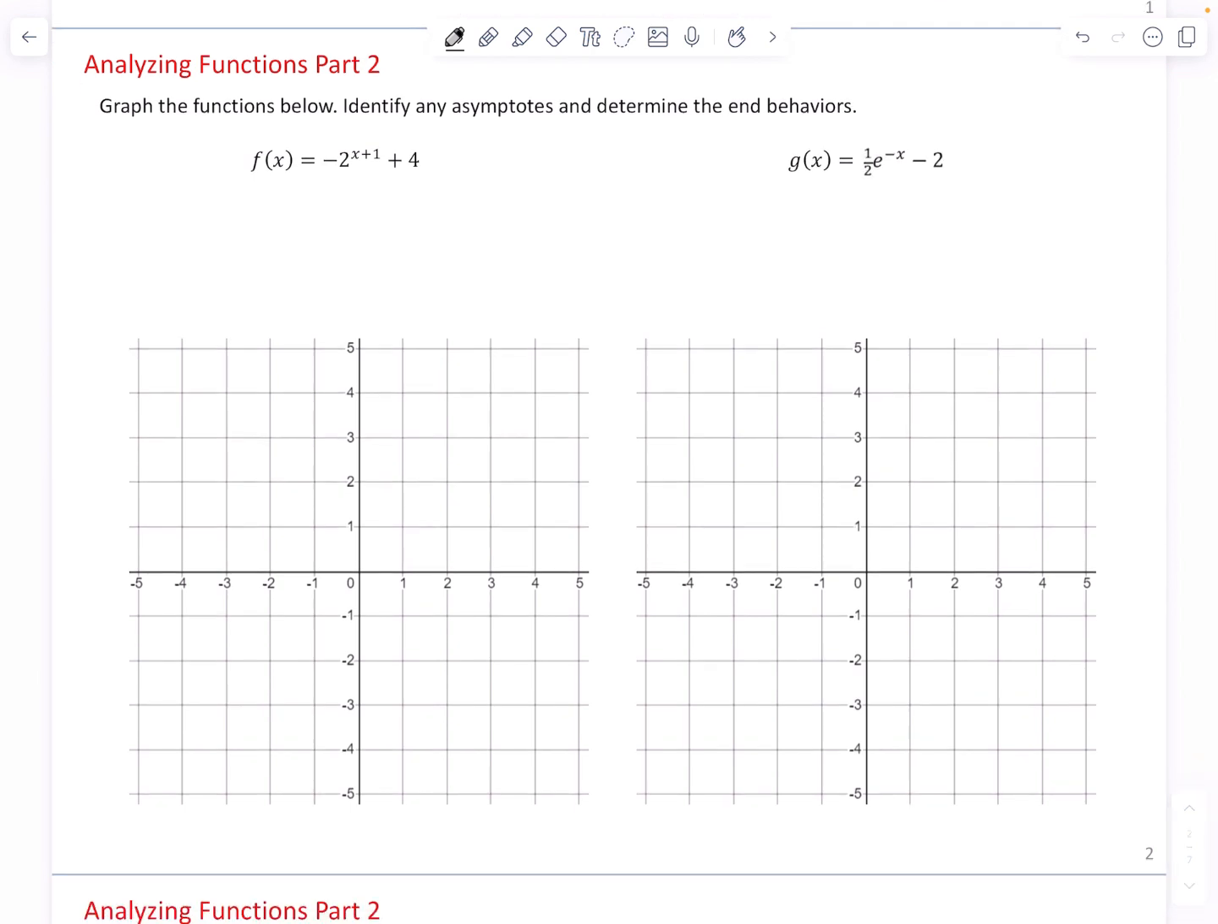Graph the functions below, identify any asymptotes, and determine the end behaviors. Here, these are transformations of some parent graphs. The parent graph here is 2 to the x. It'll pass through 0, 1, 1, 2, and negative 1, comma 1/2. And I'll only keep track of these 2 points as I do transformations. It is a growing exponential. When I multiply this function by a negative, we will reflect across the x-axis. So 0, negative 1, and 1, negative 2 will be points, and we'll have this green graph.